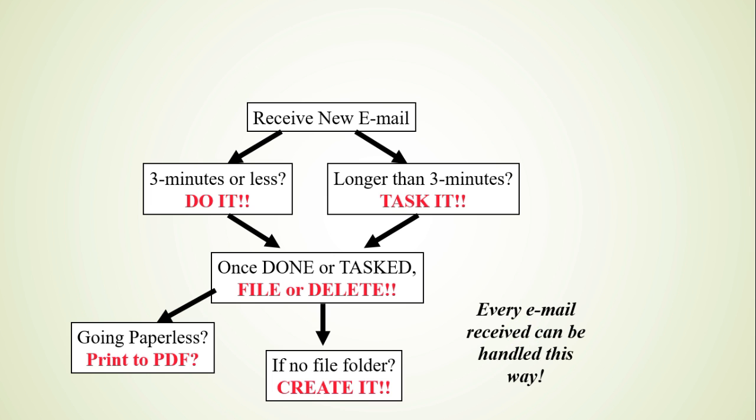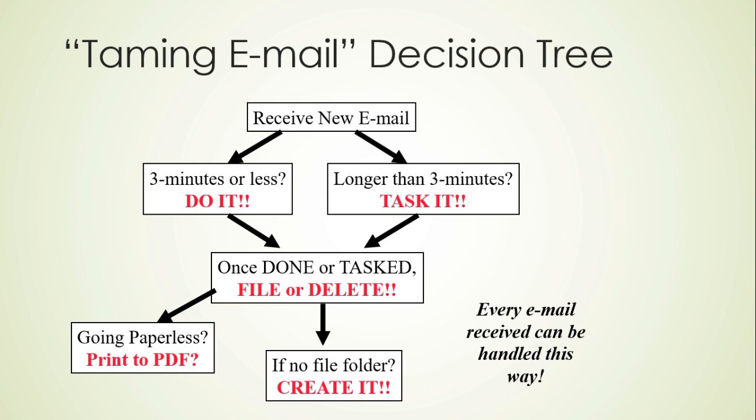So let's move forward. Now, if you've ever been to one of my programs before, you know I have this thing called a Taming Email Decision Tree. I basically learned the premise of this idea from David Allen, the author of Getting Things Done, about 25 years ago, back when everything was still pretty much paper-based. And I applied it to the whole process of managing your email.